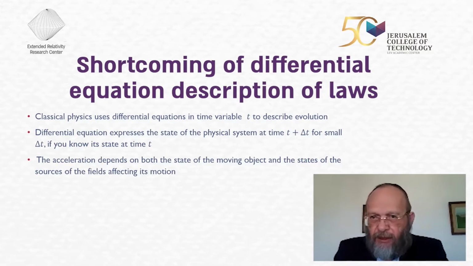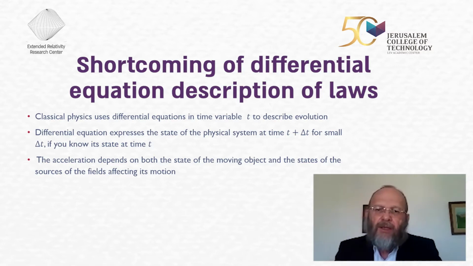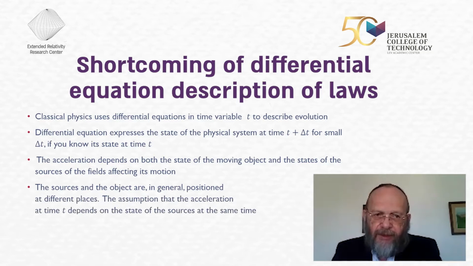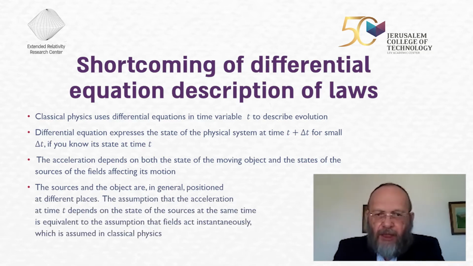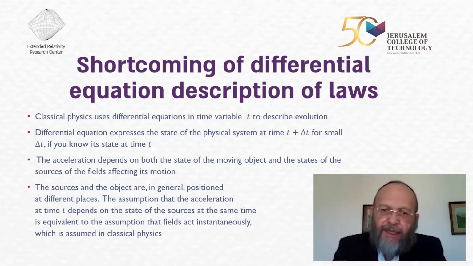The acceleration of an object, that's what is defined by Newton's law, depends on both the state of the moving object, mostly the position, and the state of the sources of the field affecting its motion. So in order to describe the motion of the object, you have to know also where the sources of the field were positioned. The sources of the field are in general positioned at different places. We are talking action at a distance.